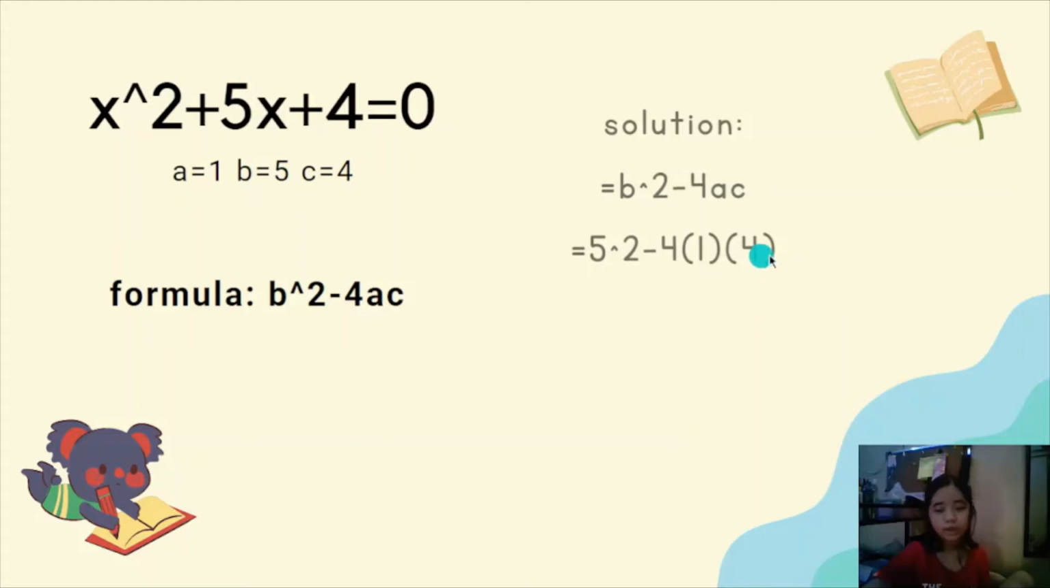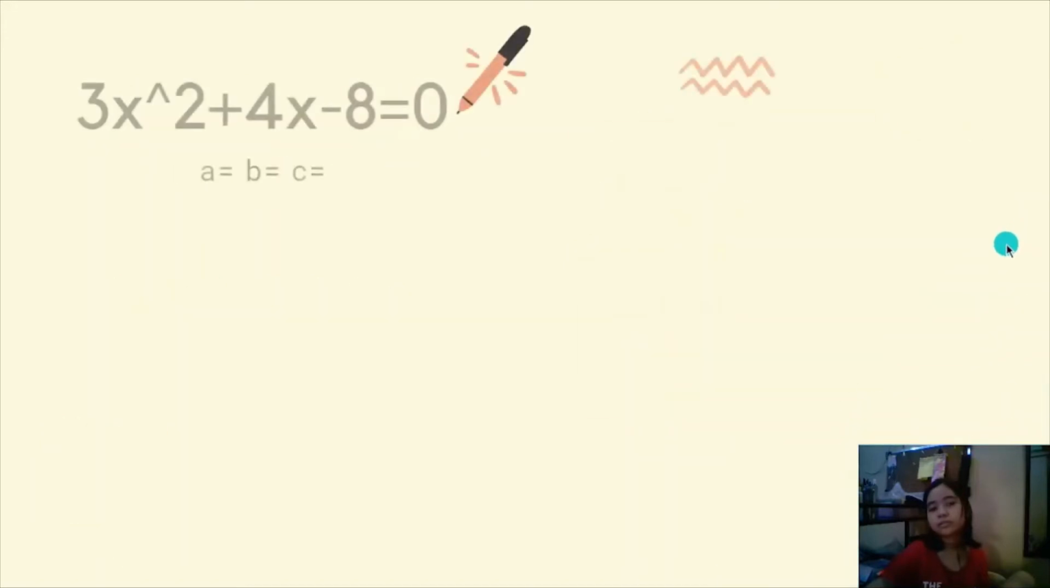We then simplify. 4 times 1 is equal to 4. And 4 times 4 is equal to 16. For the 5, we then multiply 5 to 5. 5 times 5 is equal to 25. We then subtract 16 from 25. 25 minus 16 is equal to 9. This is the discriminant.